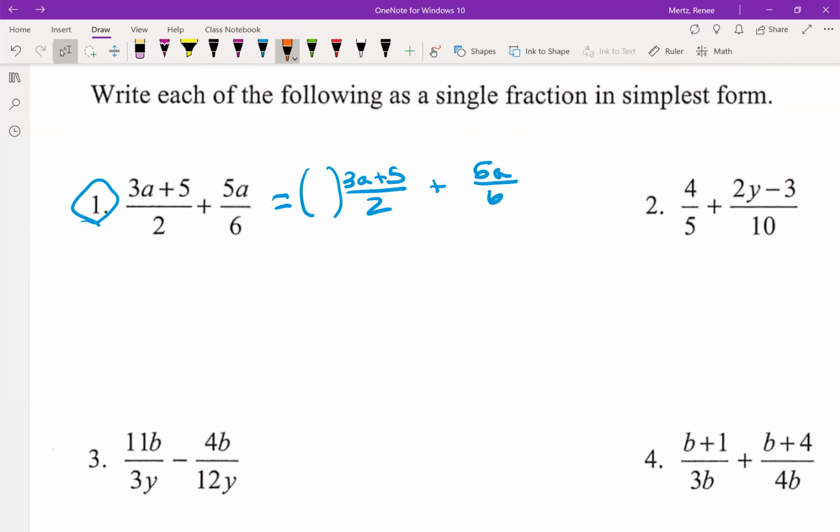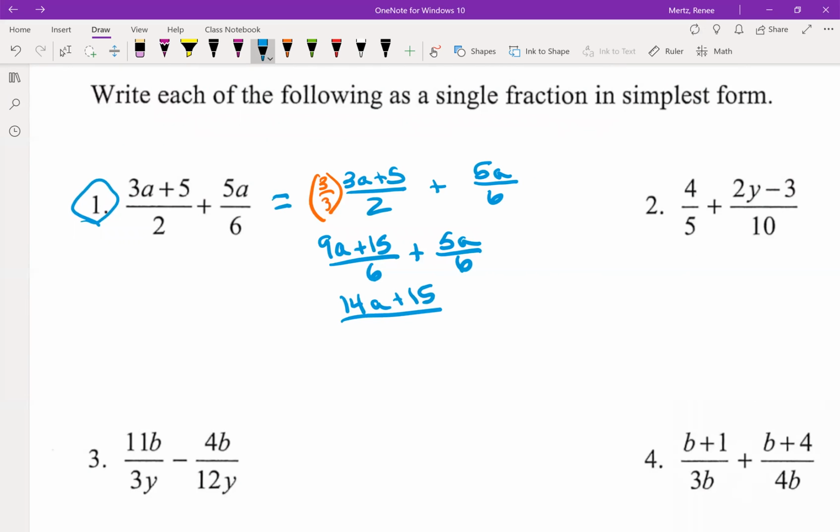So multiply this one by a 3 over 3. So I have 9a plus 15 over 6 plus 5a over 6. Combine like terms, I have 14a plus 15 all over 6. There is no like terms, so that's my final answer.